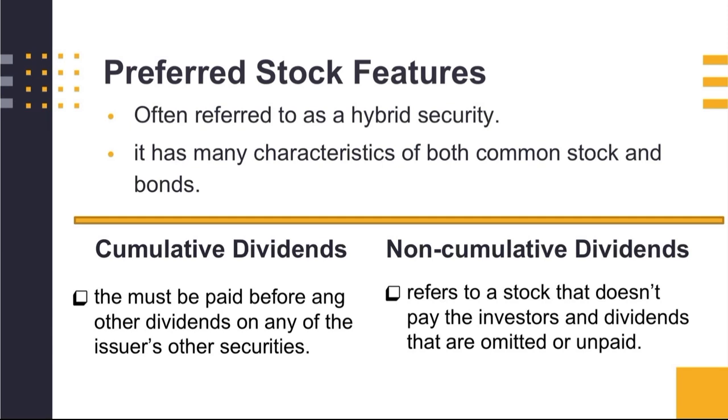Preferred stock features, often referred to as a hybrid security. It has many characteristics of both common stock and bonds. Ang preferred stockholders, generally, wala silang voting rights sa board of directors. At ang cumulative and non-cumulative dividends. Para sa cumulative dividend, it must be paid before any other dividends on any of the issuer's other securities. At yung non-cumulative dividends refers to a stock that doesn't pay the investor any dividends that are omitted or unpaid.